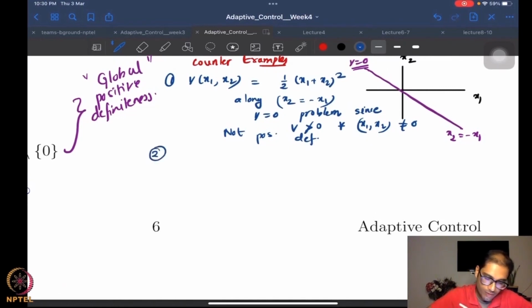Next counter example. I'm sorry, I should have used W, but okay, that's fine. I've used V. But again, let's remember we are using V and W interchangeably, and it's the purpose that it serves that is valuable to us and not the notation. So let's not get too hung up with the notation. Okay, so let's look at W.